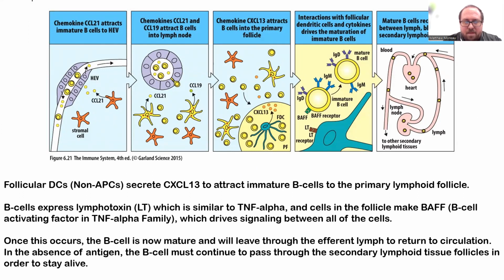So as they enter through the high endothelial venule, the follicular dendritic cells secrete one more cytokine. They express CCL19 and CCL21, but then they also secrete CXCL13, and this is then received by a receptor. So here is CXCL13, and only B cell type cells express the CXCL13 receptor.